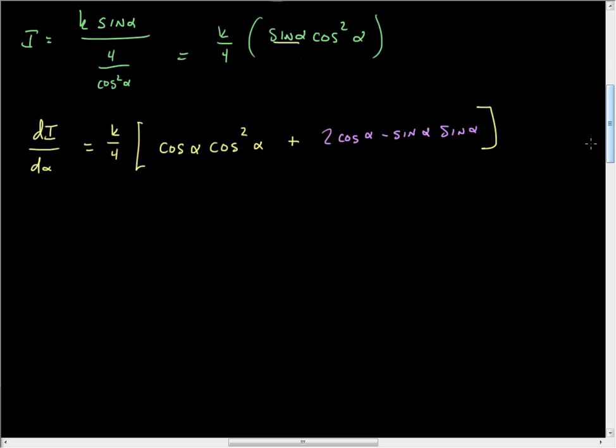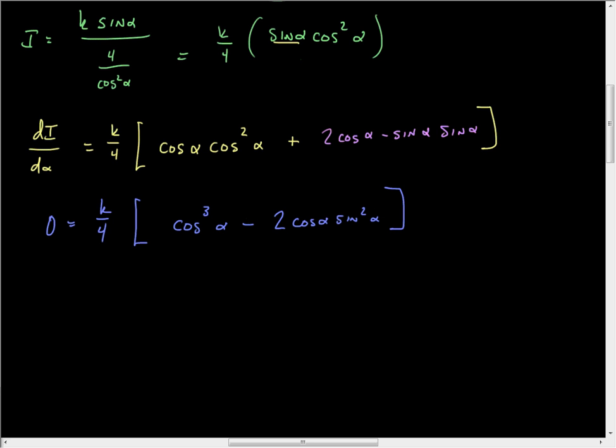Now let's take a look at this here. We want to set this equal to 0, so 0 is equal to k over 4 times, and now let's clean this up a little bit. So we've got cosine cubed alpha plus 2 cosine alpha negative sine. Let me erase that. Let me set this up a little differently here. We're going to have this be a negative instead of trying to keep that negative around. So negative 2 cosine alpha sine squared alpha.